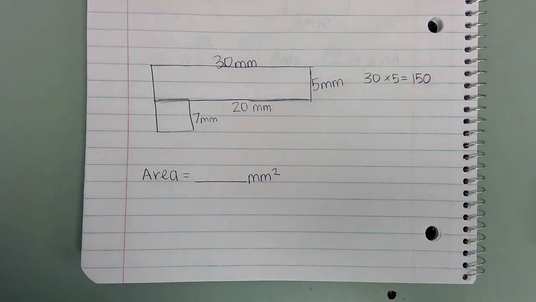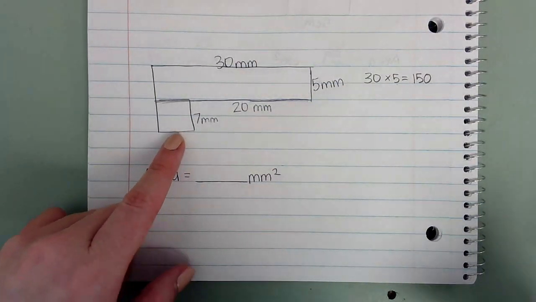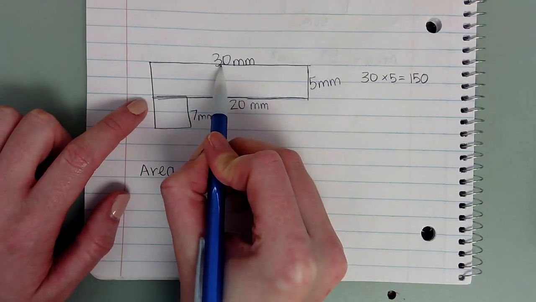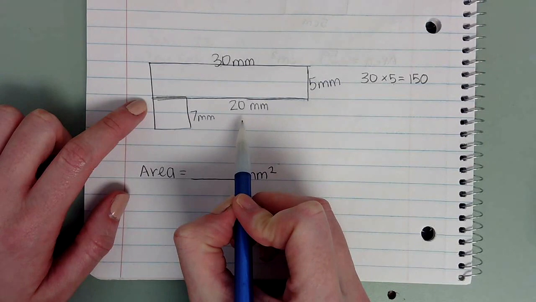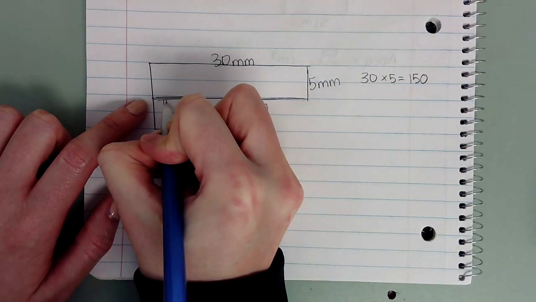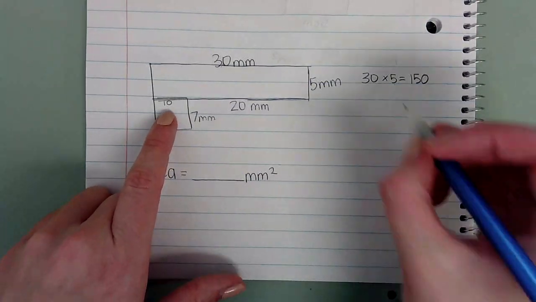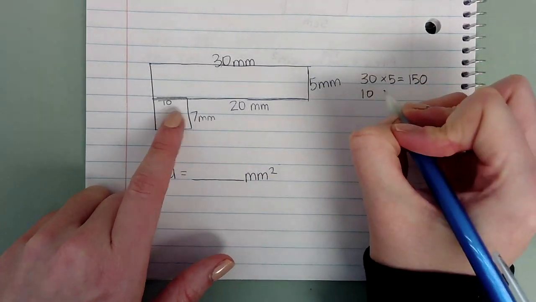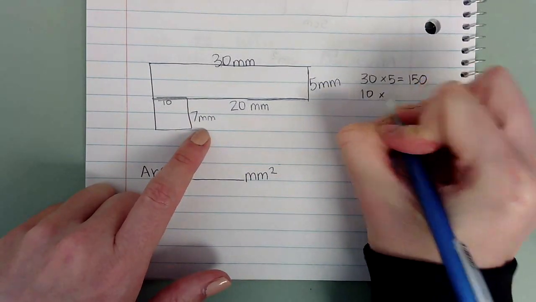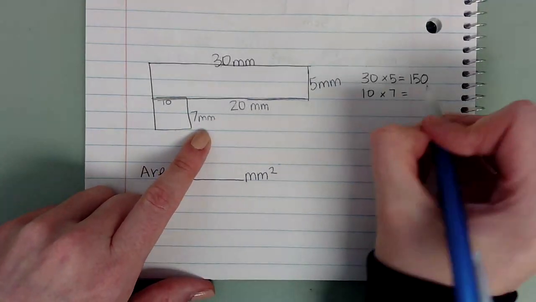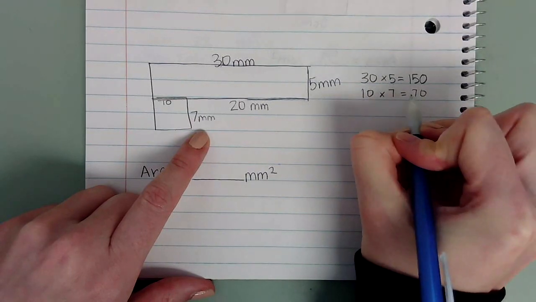So now to do the second rectangle that we have, for us to figure out this length, let's do 30 minus 20. So that makes this part 10. So now for us to do length times width, our length is 10 and our width is 7. So 10 times 7 is 70.